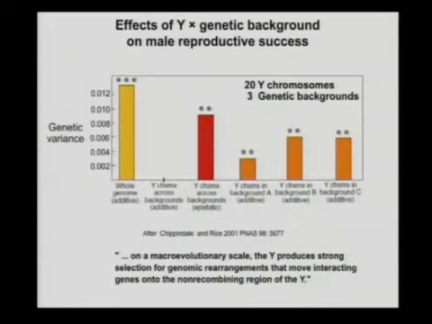The Y chromosome also interacts with autosomes and X chromosomes, as demonstrated by these experiments from Chippendale and Rice, where they studied 20 Y chromosomes in 3 different genetic backgrounds and they found huge differences in male reproductive success among these chromosomes.